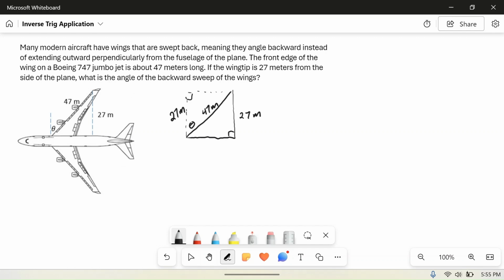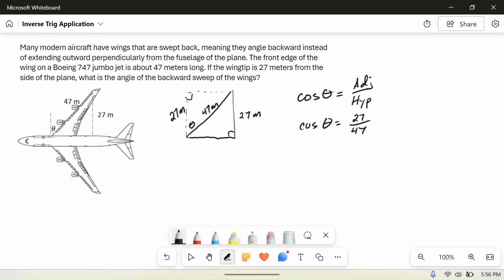As I just said, the adjacent side is 27 and the hypotenuse is 47. So we can set up a right triangle equation here. The cosine of theta is equal to the length of the adjacent side over the hypotenuse. The adjacent side is 27 meters, and the hypotenuse is 47 meters. So we have cosine of theta equals 27 over 47. And we're trying to find the angle.